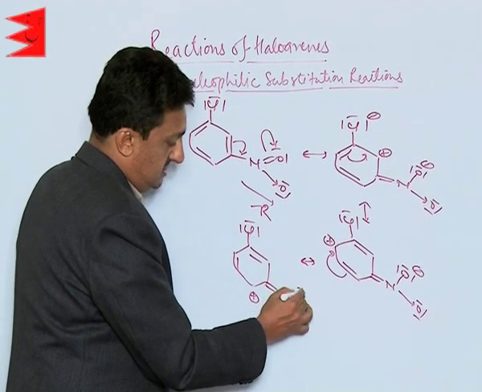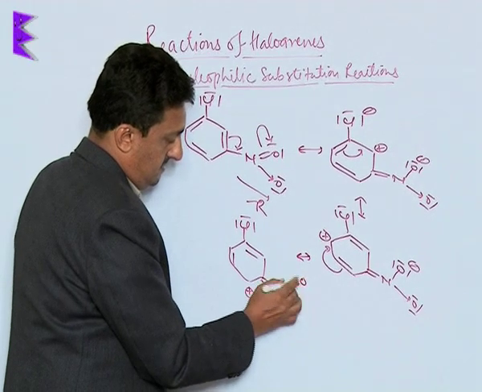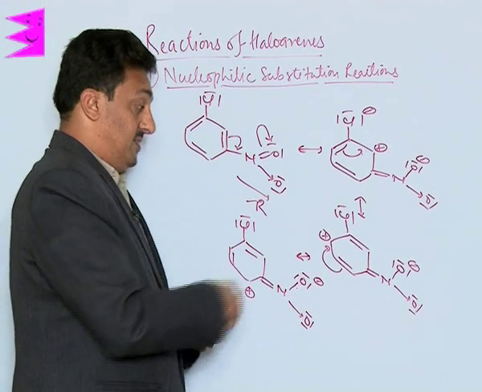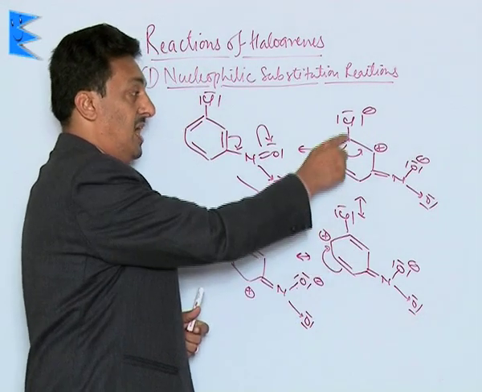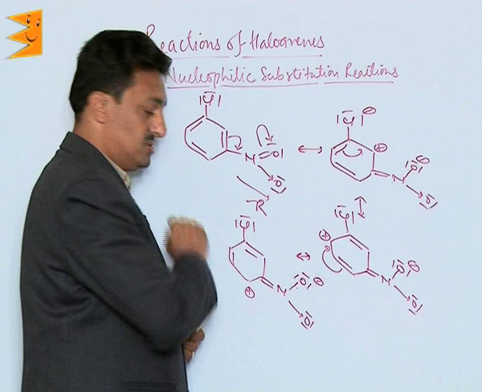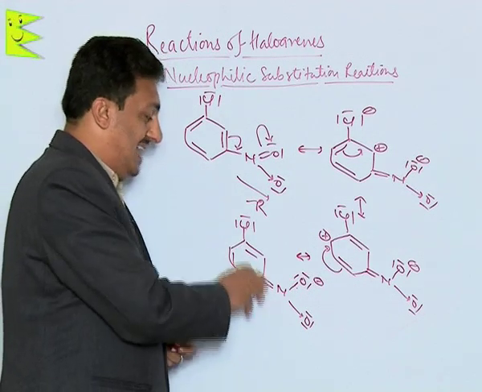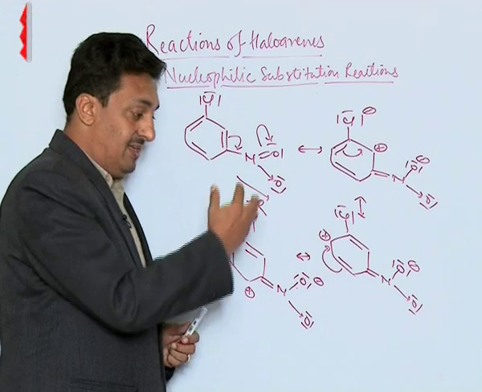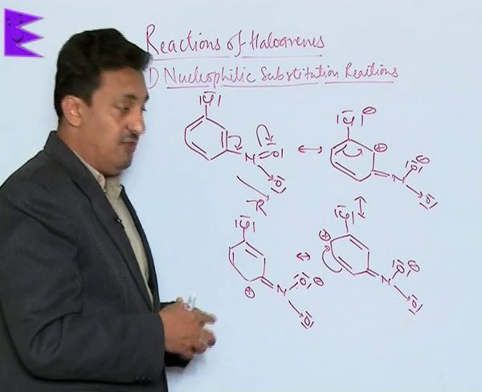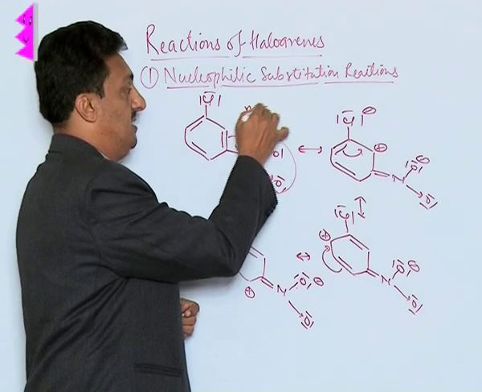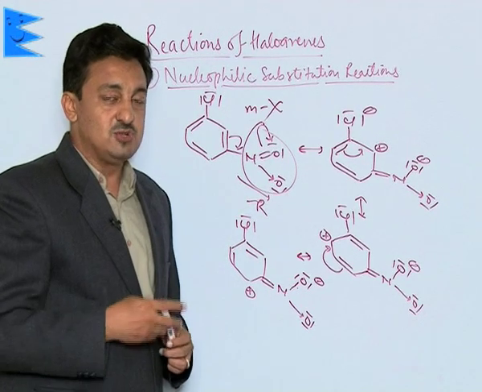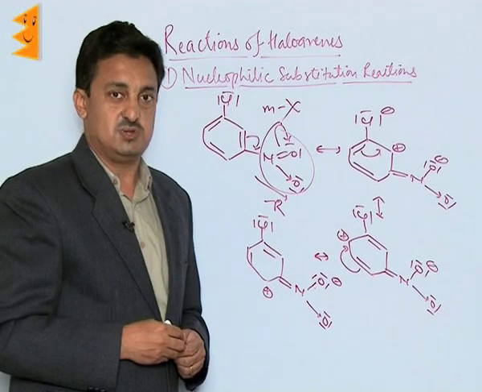So what you find is like this positive charge has skipped the carbon which is having the halogen. This positive charge never falls on the carbon atom which is having halogen. Therefore, it has no impact on making the conditions of the nucleophilic substitution reaction easier. Therefore, if we have such groups at meta positions, it's of no use. It is not going to change the conditions which are required for the nucleophilic substitution reactions.